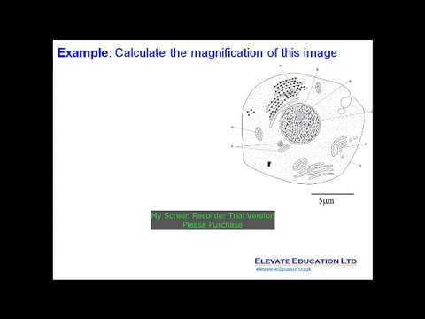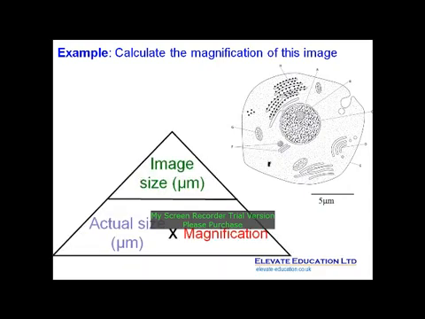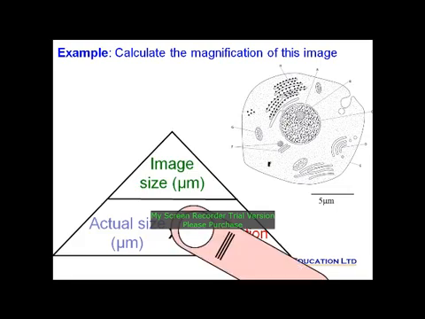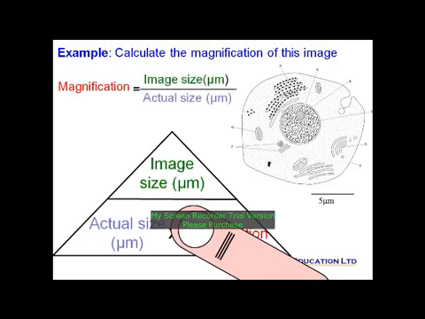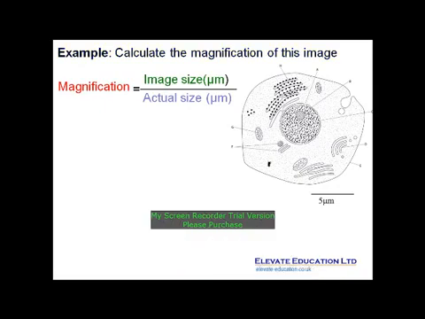The first thing we need to do is work out which formula we need to use to calculate magnification. So, we look at our formula triangle, we cover up magnification with our finger, and we see that magnification is calculated by dividing the image size in micrometers by the actual size in micrometers. If we look at the diagram, we know the actual size of something already. We know the actual size of the scale bar. We know that that black line represents an actual size of 5 micrometers.